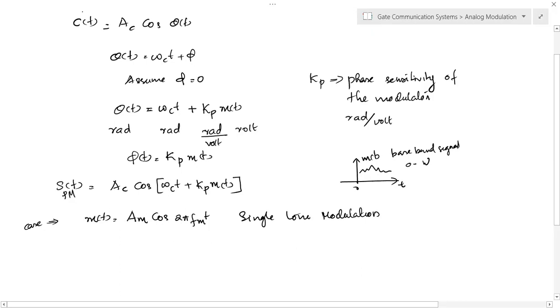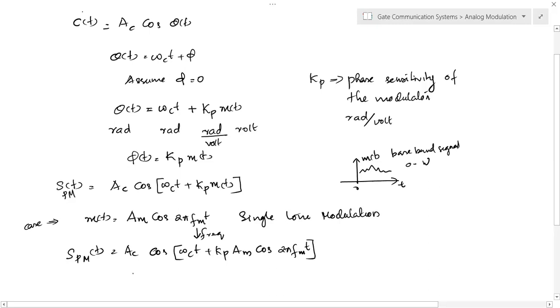Now we are discussing a signal whose frequency is fm. So this is a modulating signal frequency. It's a low frequency signal, and there is only one frequency in this particular signal. Now if you substitute here, your equation becomes Ac cos omega ct plus Kp into, in place of m of t, you can substitute Am cos 2 pi fm t. This is a single tone signal, so this is the equation for single tone modulation.